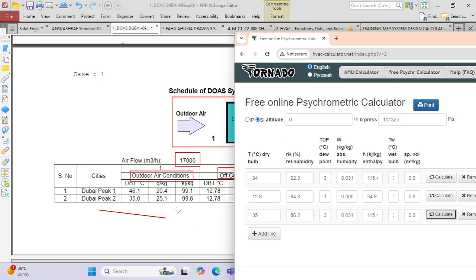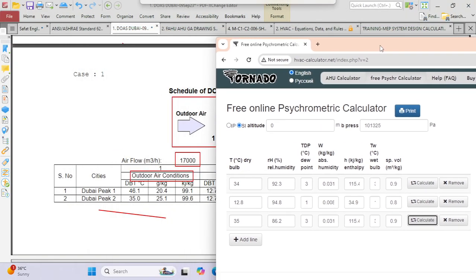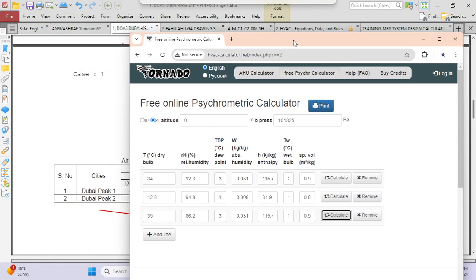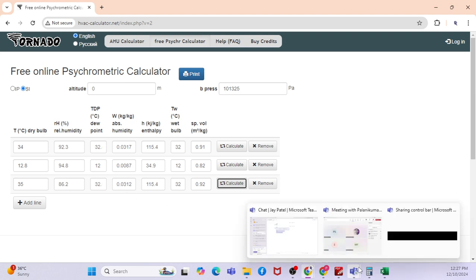Okay, here it is 25.1 gram per kilogram, right? But based on our condition, it is actually 0.0312 kilogram per kg, which is nothing but multiply by 1000. You will get 31, right? You understand, right? This is the kg per kilogram. So that is the difference. That is why we are getting different value.